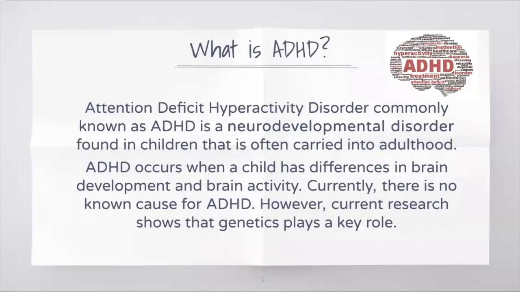So, ADHD is a neurodevelopment disorder that is usually found in children. And this disorder is one that usually lasts throughout adulthood. So, a lot of the adults that currently have ADHD were diagnosed when they were children. So, students with this disorder usually have a difference in their brain development and brain activity.